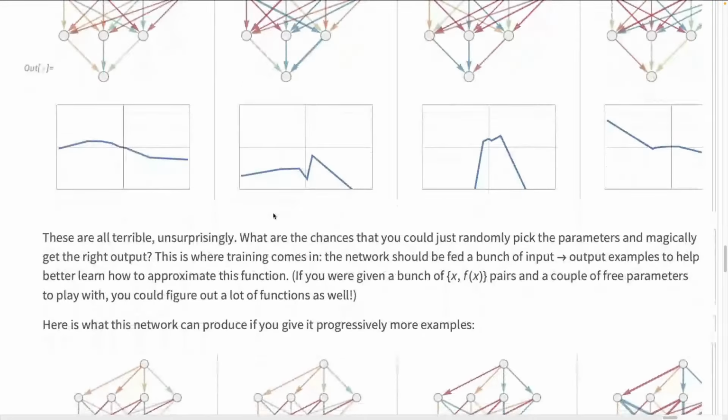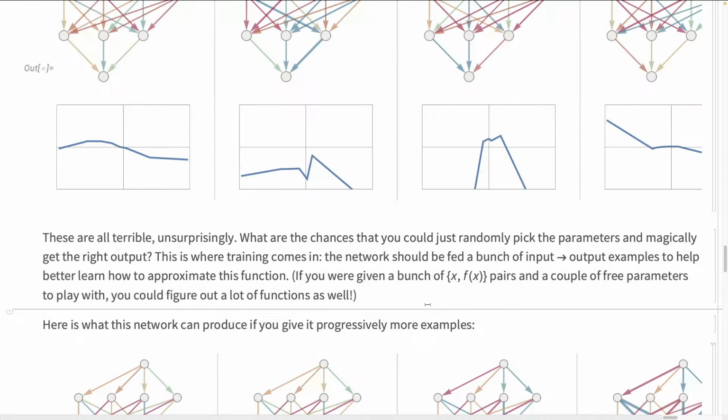So this is where the idea of training comes in. You take the network and you feed it a bunch of input-output examples to help it better learn how to approximate the function. And, again, this is a bit human-like. If you were given a bunch of x, f of x pairs and a couple of parameters to play with, you could figure out a lot of functions too.